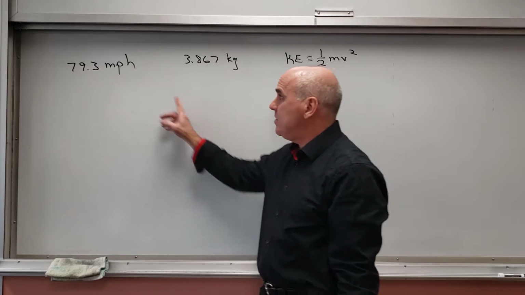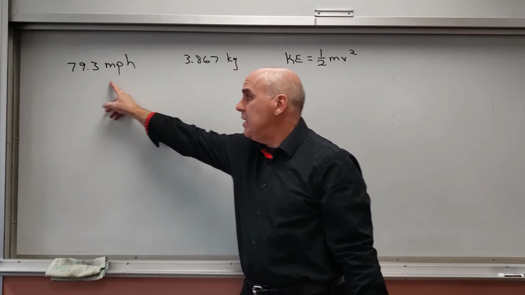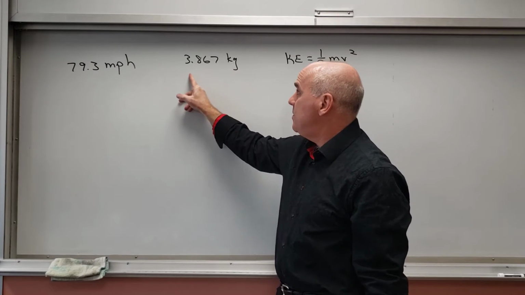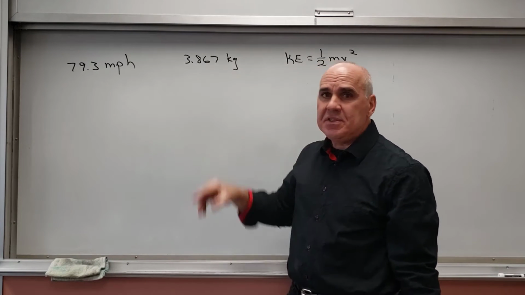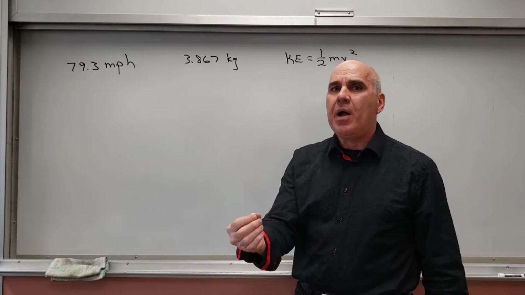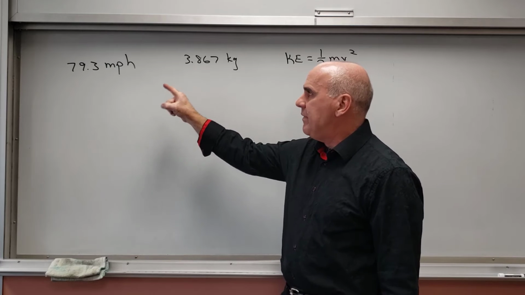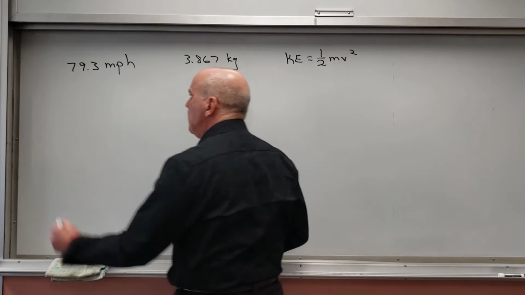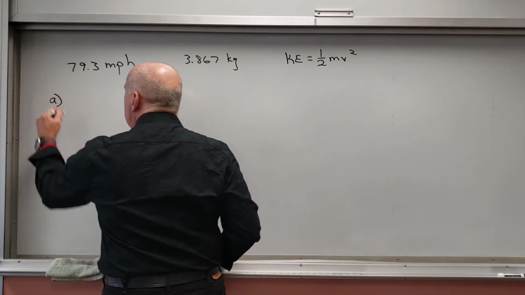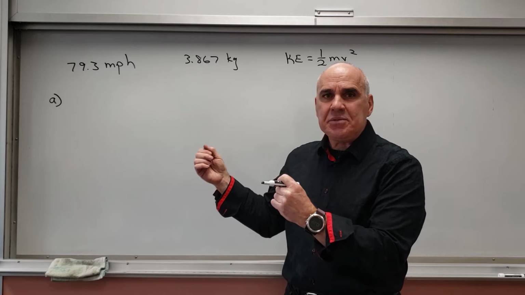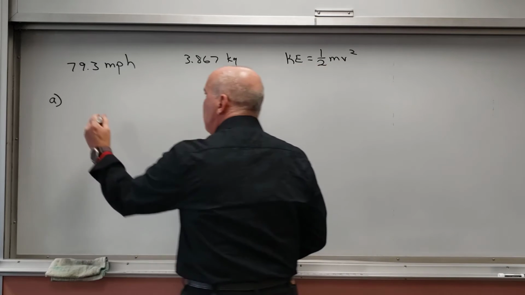Okay, but you'll notice that this speed is in the English system, and this mass is in the metric system, so I want to make a conversion. So maybe part A of this problem is convert 79.3 miles per hour into meters per second. I'm even going to label this part A. Convert that speed into the metric system, meters per second. How am I going to do that?